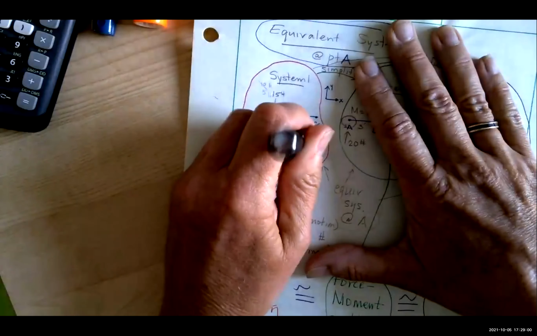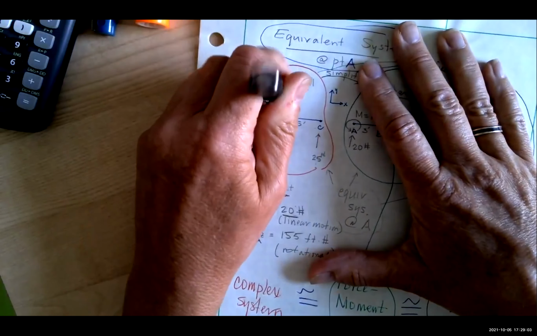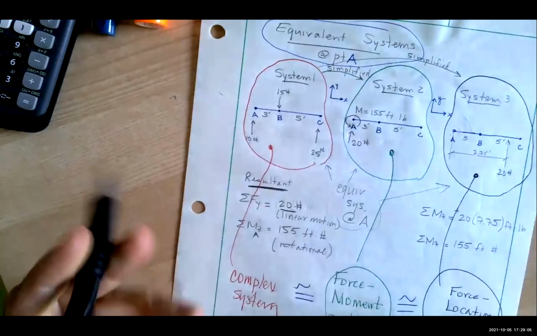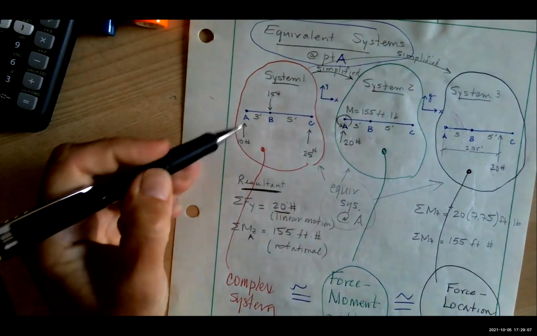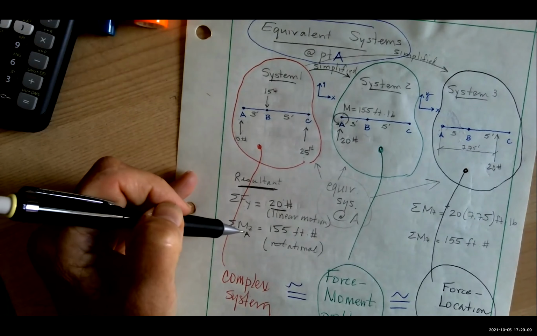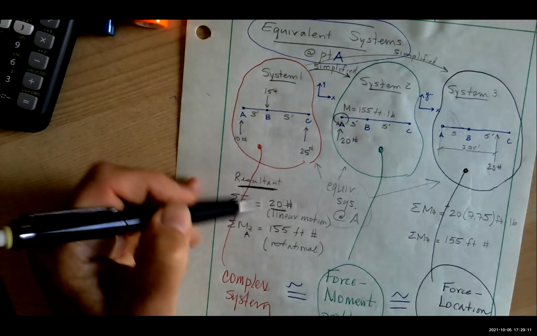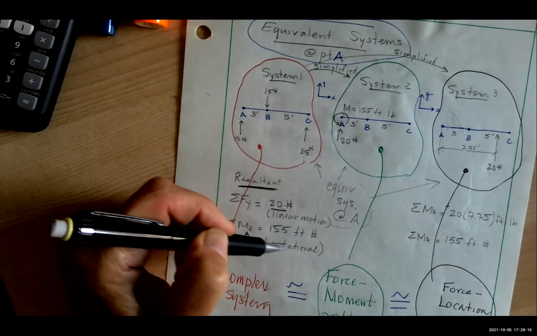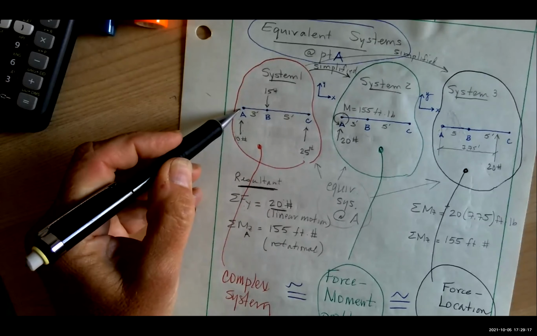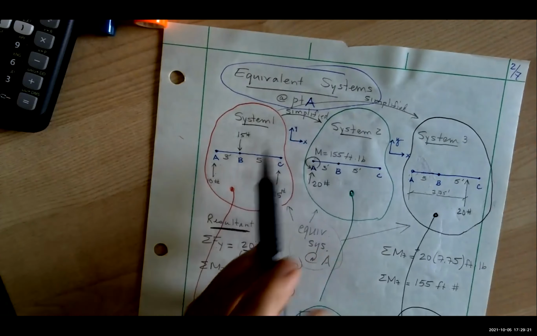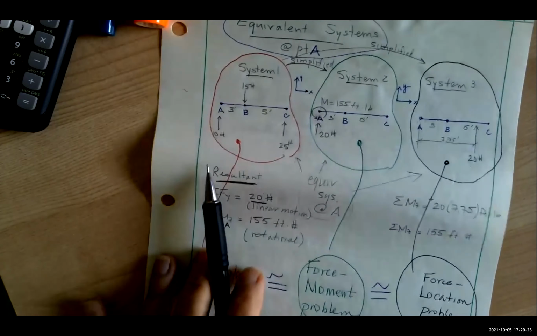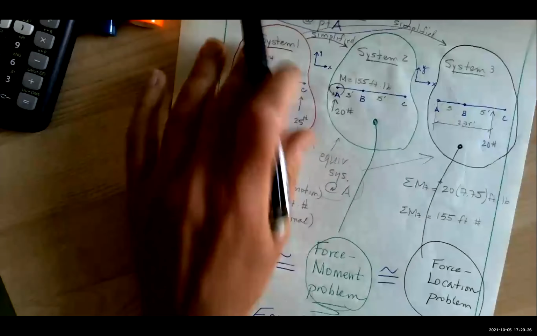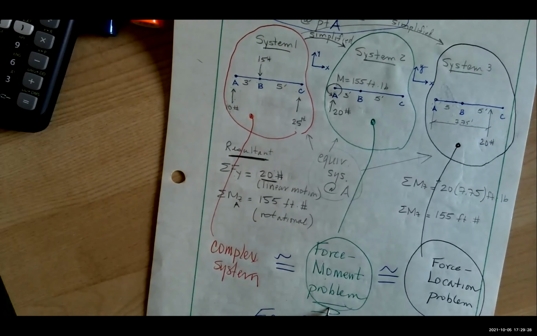So this does not result in a couple, or a series of couples, which means that there is a moment. I have to choose a point to find the moment about, and I found that it creates a 150 foot-pound rotation about point A. So an equivalent system to this problem is something called a force moment problem.